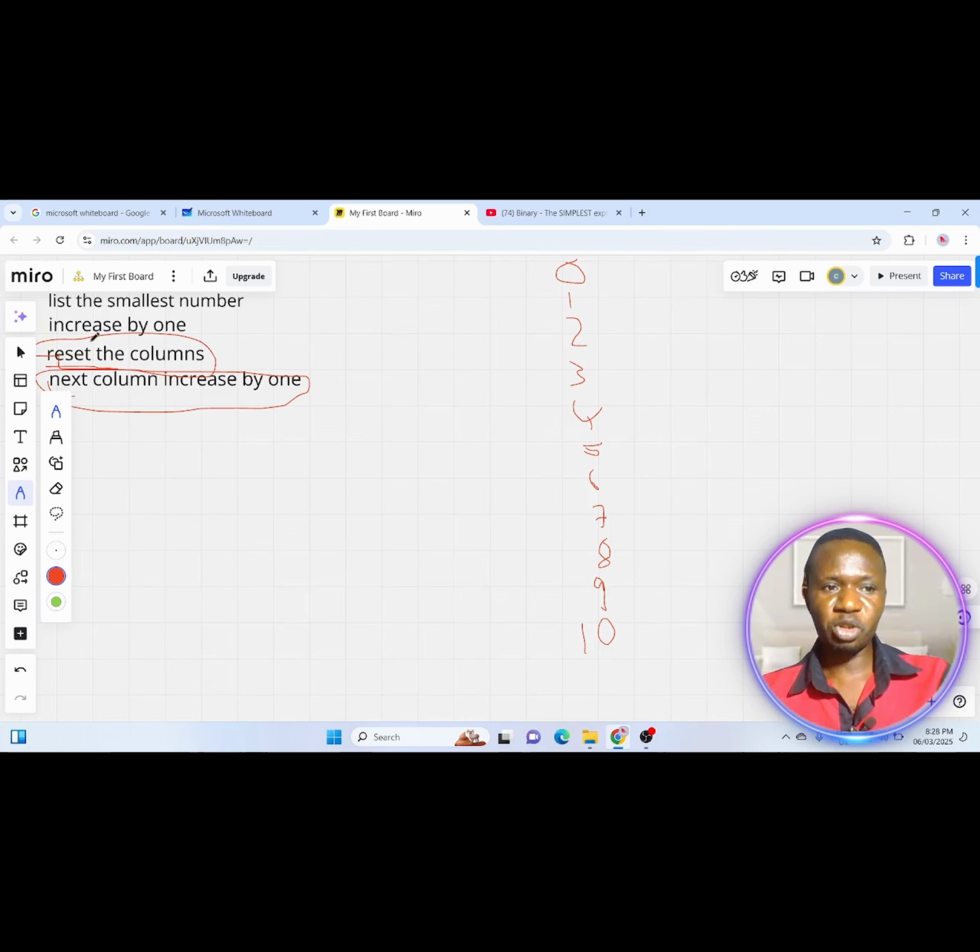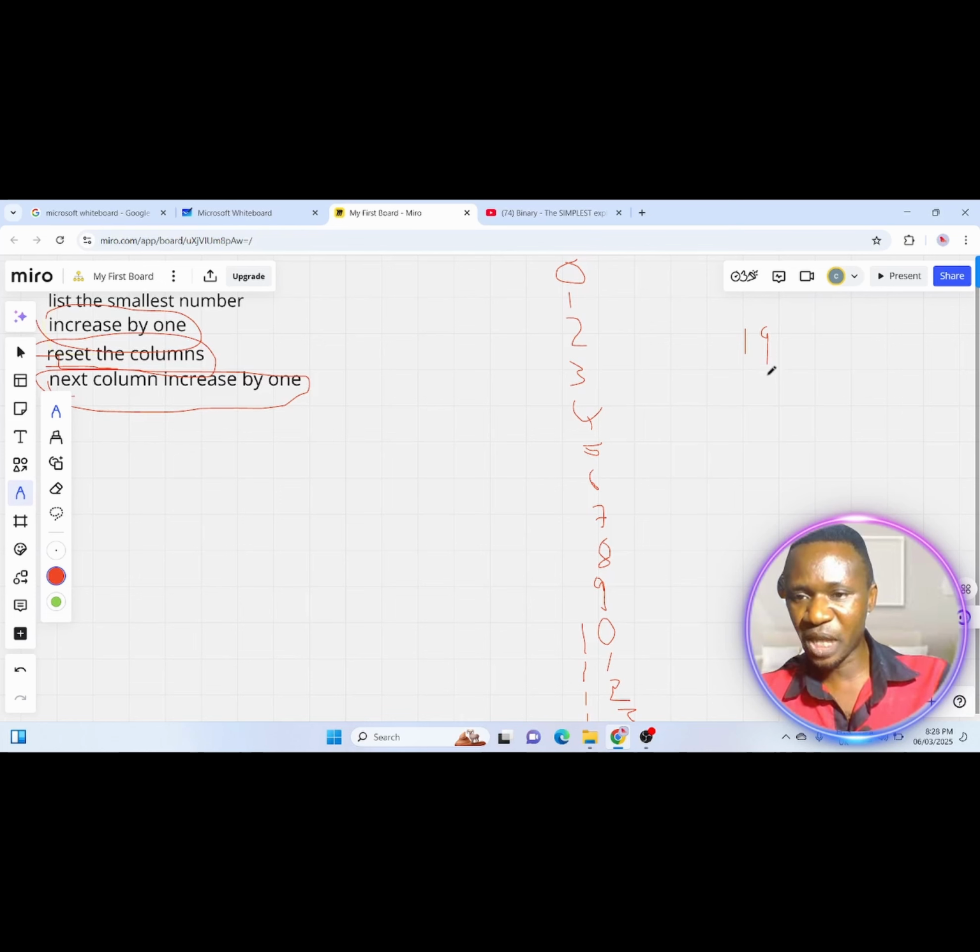We go back to the second rule, which says increase it by 1 again. So we increase this 0 to 1, and this 1 we keep carrying down. Then we increment to 2, to 3, and we continue like that until we get to 19, where we also run out of numbers.